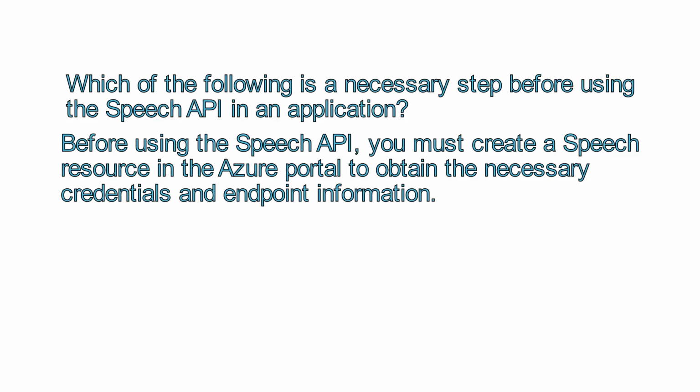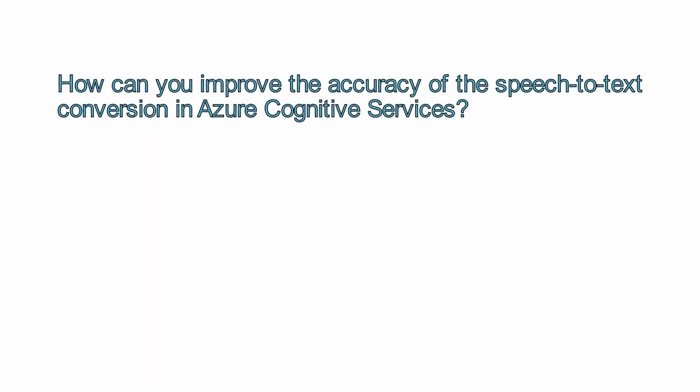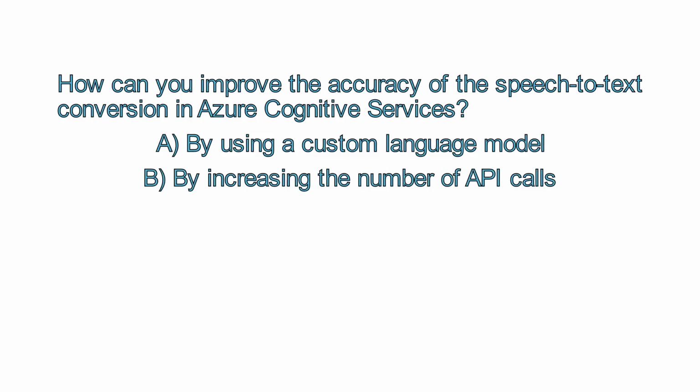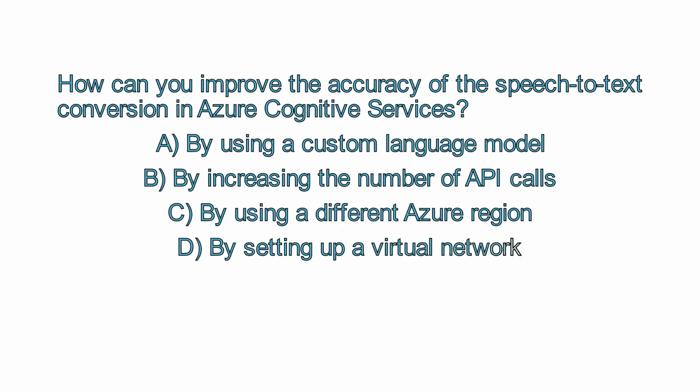How can you improve the accuracy of the speech-to-text conversion in Azure Cognitive Services? A. By using a custom language model. B. By increasing the number of API calls. C. By using a different Azure region. D. By setting up a virtual network.